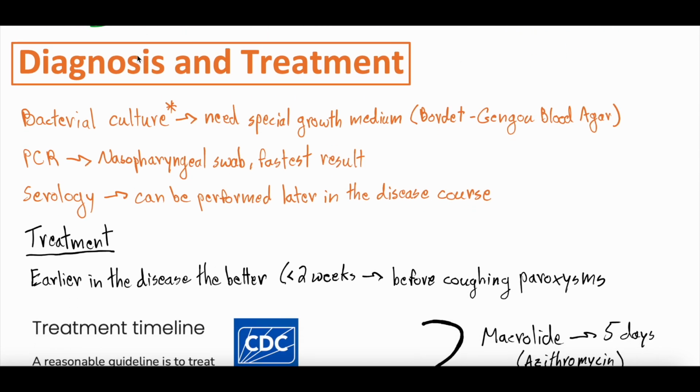Well, there are three different ways to diagnose pertussis. One is a bacterial culture. This is when you get a specimen from someone's nose or oropharynx and you actually grow the bacteria on special medium. And they need, oh, do these look familiar? Bordet-Gengou blood agar, right? These were the individuals that discovered it in 1906, because you can't just grow it in normal bacterial growth media. You need special media to grow pertussis.